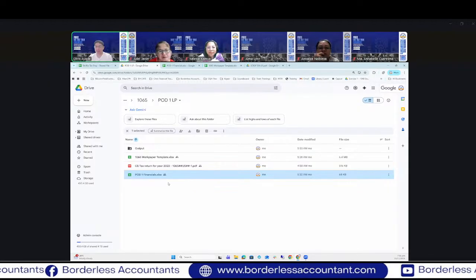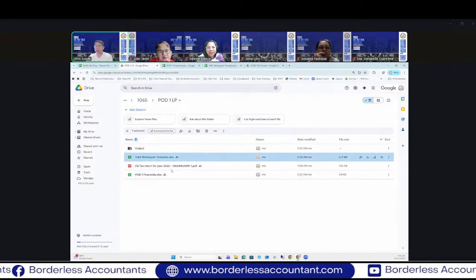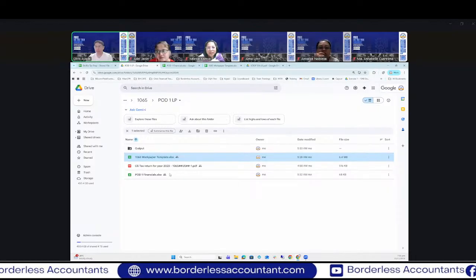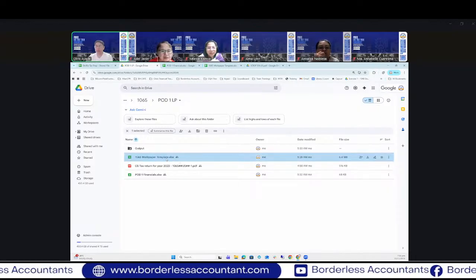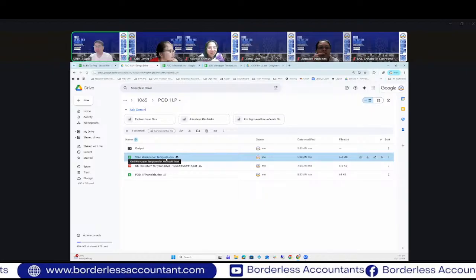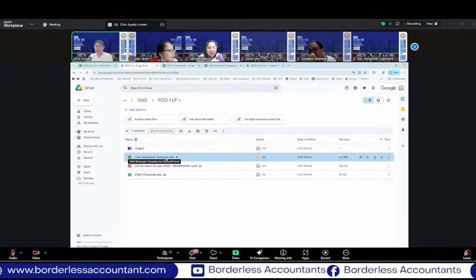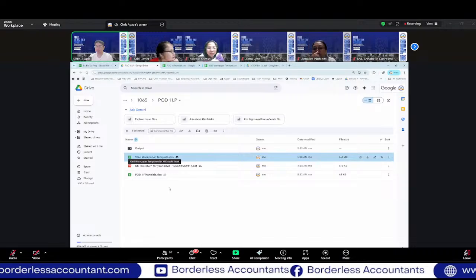Because this one, for example, is a work paper template. And you have to save this, guys, if you want to maximize the use of this template and customize it. If you think you can make it any better, please do so, right?